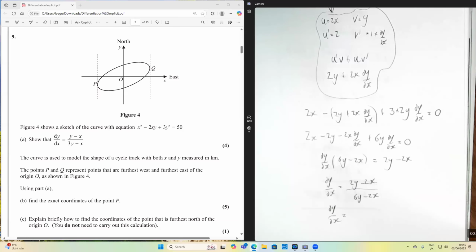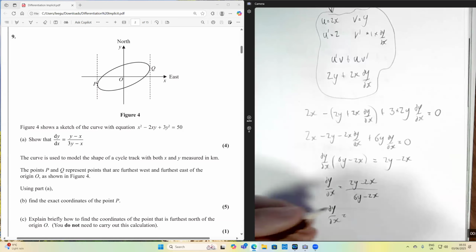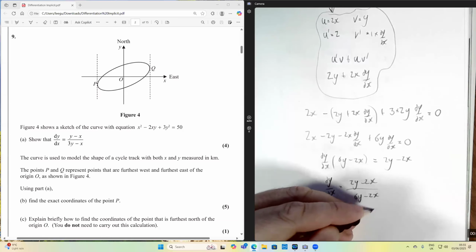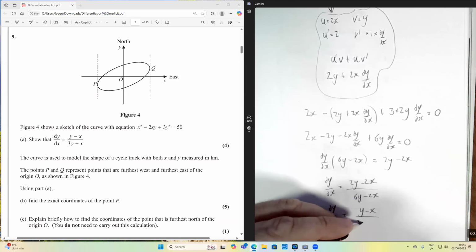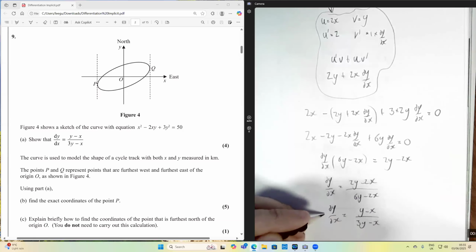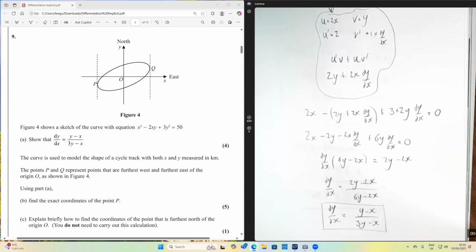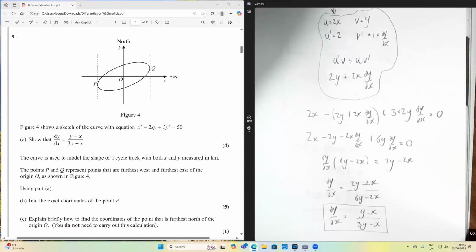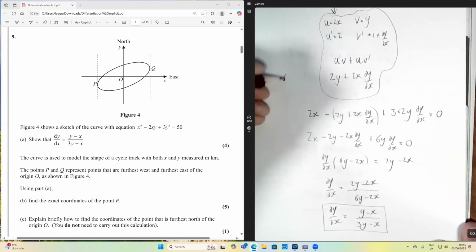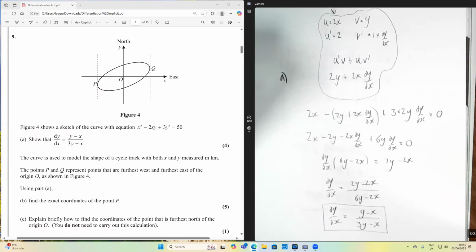And when we divide every single term in there by 2, I can write that as (y minus x) over (3y minus x) is my expression for dy by dx. And we can see that that is the result that we were trying to derive in the first place. So that's our part A done.